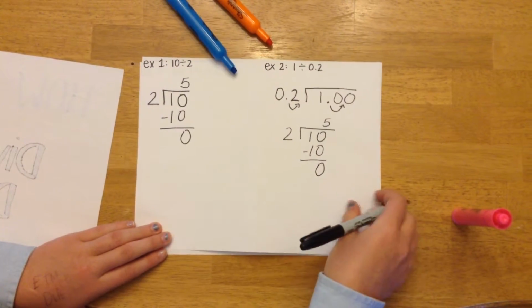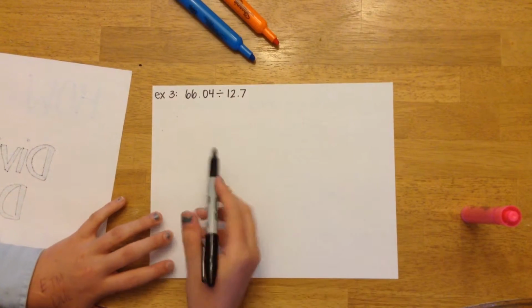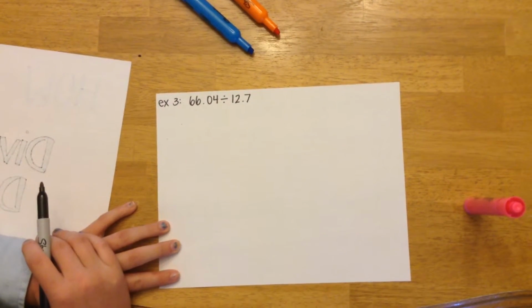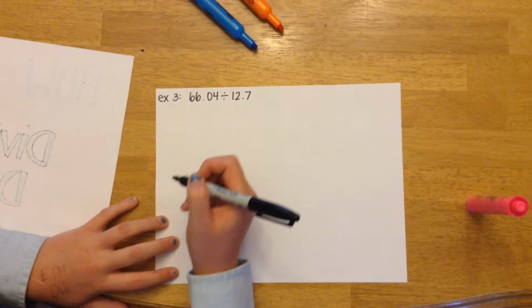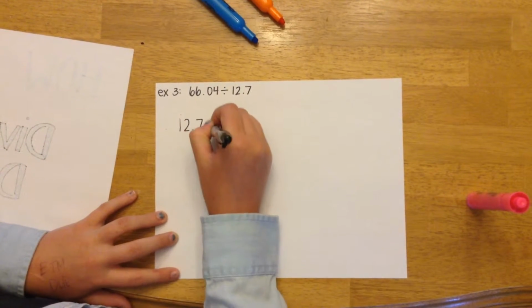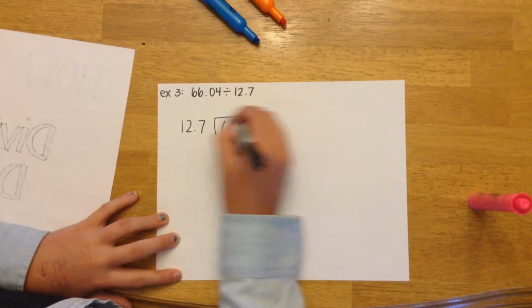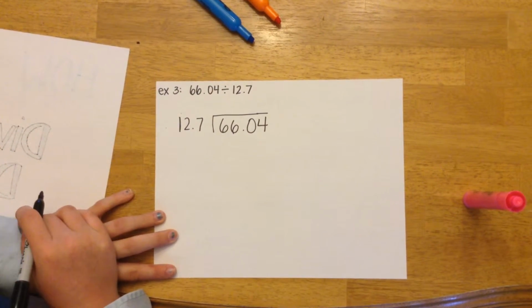This is okay. Now let's put our mathematical brains to work and try a more difficult question. We're going to do 66.04 divided by 12.7. So what I'm going to first do is write it out as if I would a normal long division question. 12.7 into 66.04. Now, I told you what the first step was last time. Do you remember?